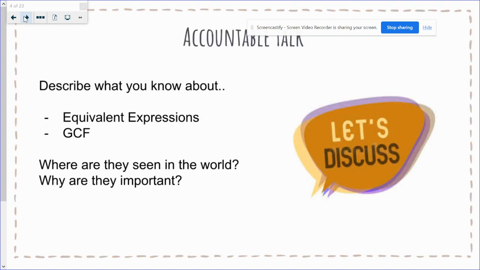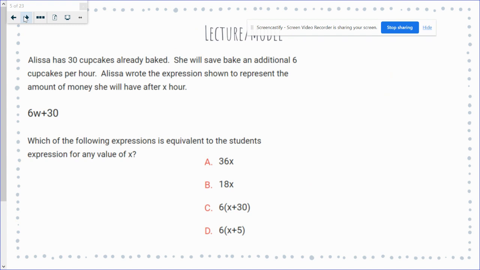All right, today we're going to be talking about equivalent expressions and greatest common factor. So with that being said, let's get started. All right, Alyssa has 30 cupcakes already baked, and she will bake an additional 6 cupcakes per hour. Alyssa wrote the expression to represent the amount of cupcakes she will have.